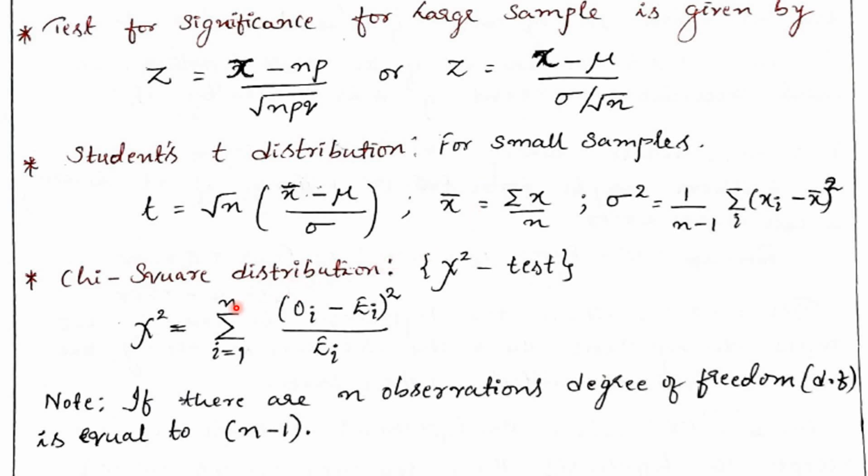Finally, you have one more definition, called the chi-square definition. Chi-square is given by summation of i equal to 1 to n of observed value minus expected value, the whole square, divided by expected value, where Oi is nothing but the observed value.